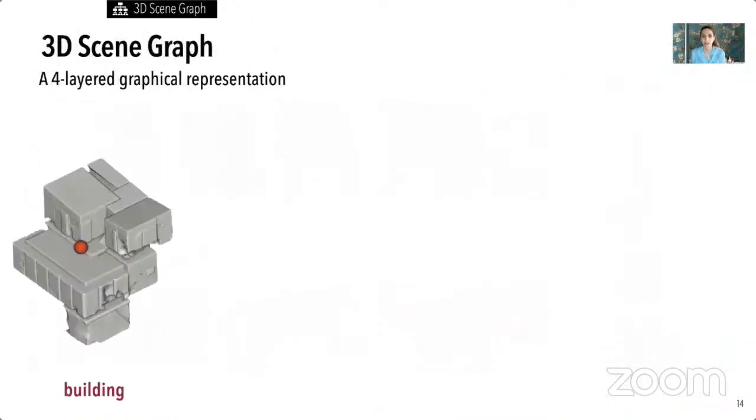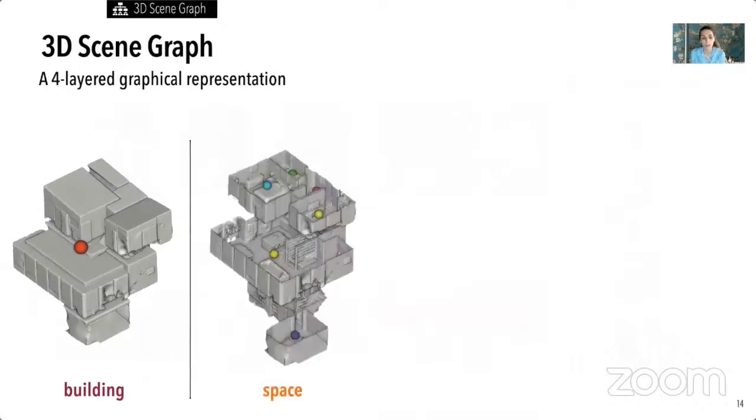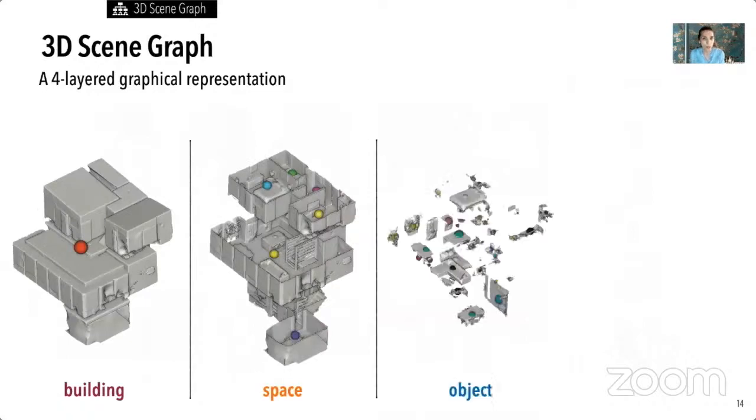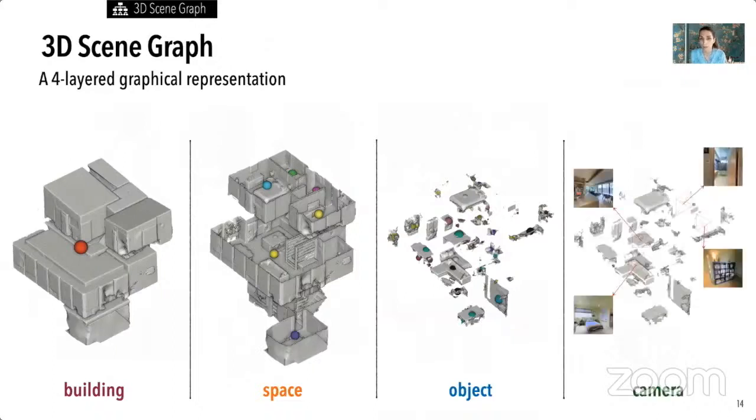What is a 3D scene graph? It's a 4-layered graphical representation of our world. The very first layer is that of the building, where the building is a node in the graph. Then there is a second layer that includes the space. So each space within this building is a new node in the graph. And then similarly, the objects that comprise these rooms are also represented as nodes in the graph. Finally, we also add the camera as part of the graph, be that a static or a dynamic node that provides extra information about the visual status of the building.